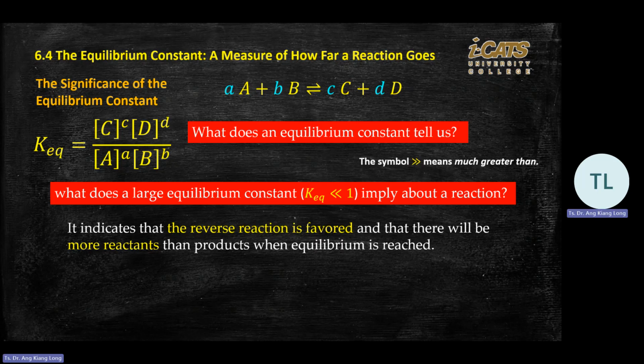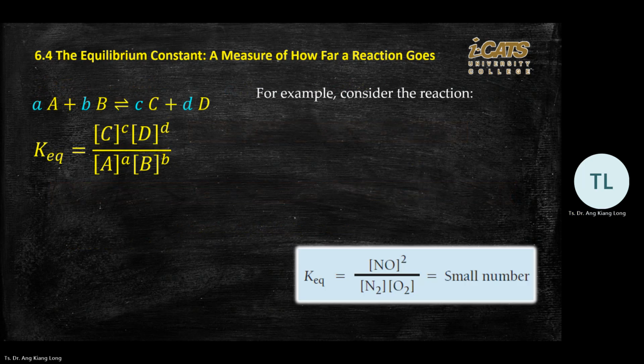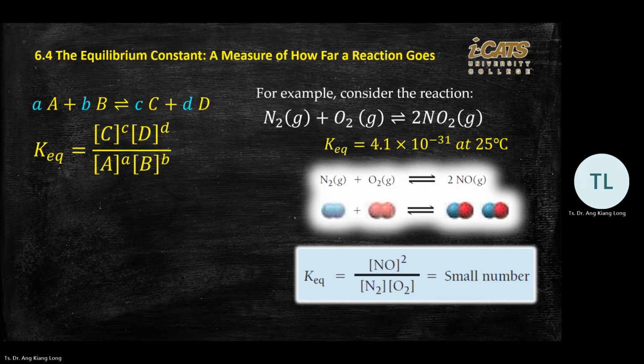Then the question will sometimes ask you to predict whether there is more product or more reactant when equilibrium is reached. You use the KEQ value. Again, some of you, your mathematics is quite weak. What do I mean by more than 1 and less than 1? Remember the index number. If it's positive, it means a very big number. If you have 10 to the power of negative something, it means less than 1. Less than 1 means it's a reverse reaction already.